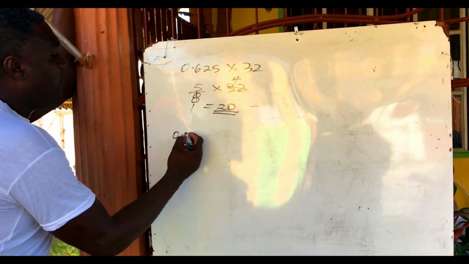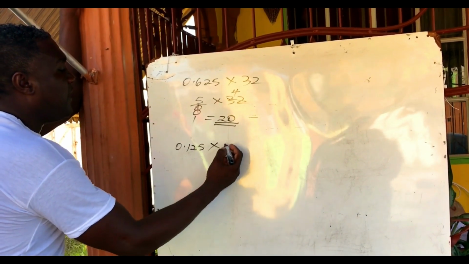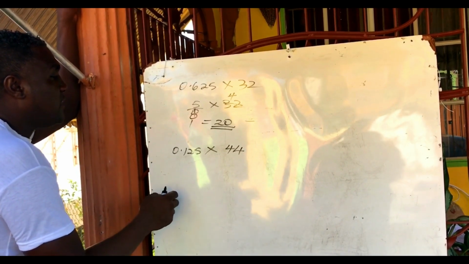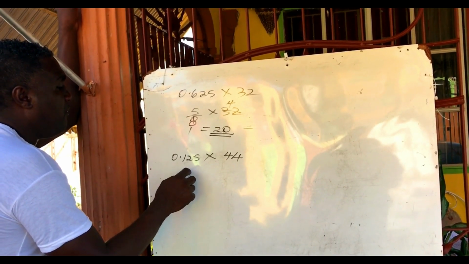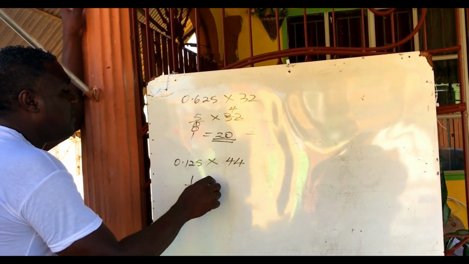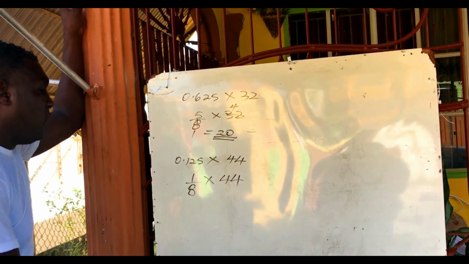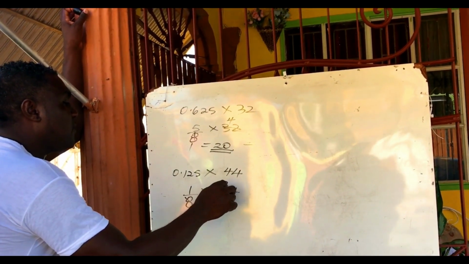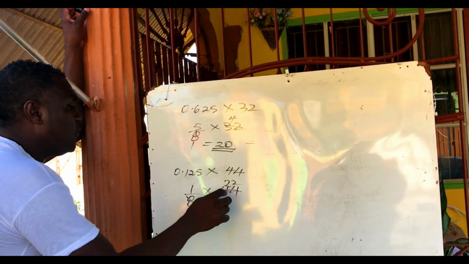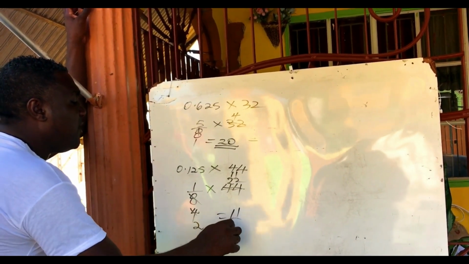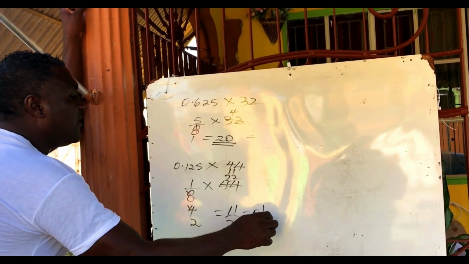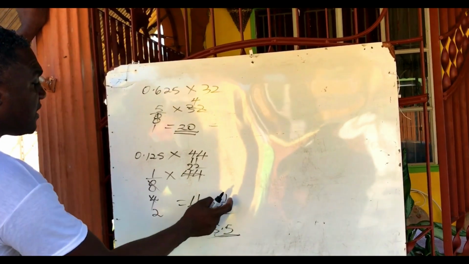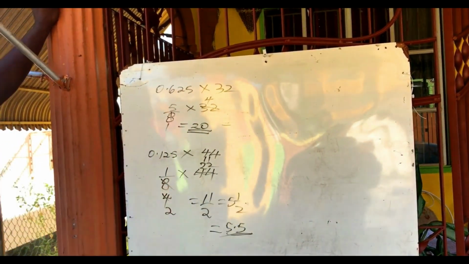Also, if you get 0.125 to be multiplied to, say, 44, if we know that 0.125 is 1 over 8 times 44, we can use, say, 2 into 8 is 4, 2 into 44 is 22, 2 into 4 is 2, 2 into 22 is 11. So what we have here is 11 over 2, which is the same thing as 5.5, since 0.5 is the same thing as a half.